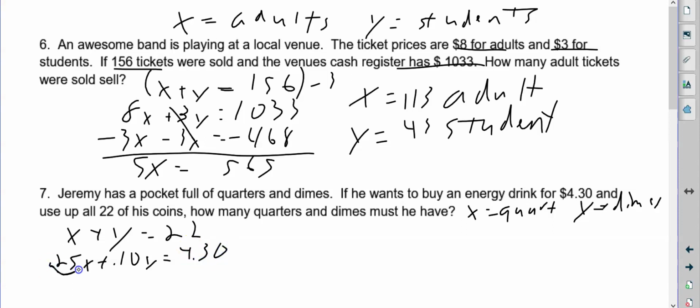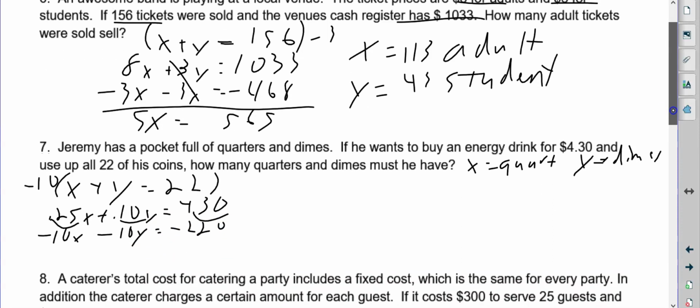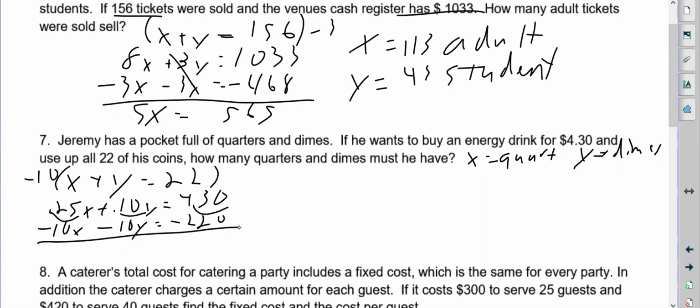So again, if you want to do that trick, you can make this 25, 10, and 430. I'm going to do that. Multiply by negative 10. That's going to give me negative 10x, negative 10y equals negative 220. So 25 minus 10, 15x. These cancel. 430 minus 220. 110. 110 divided by 15.